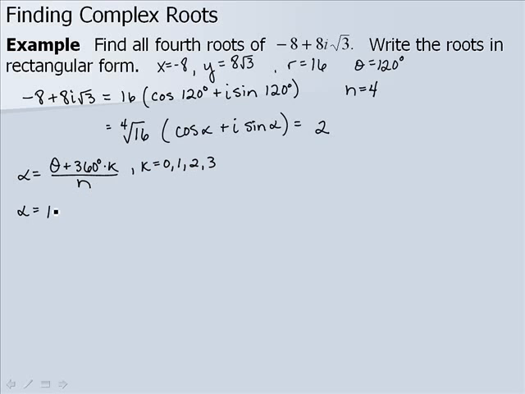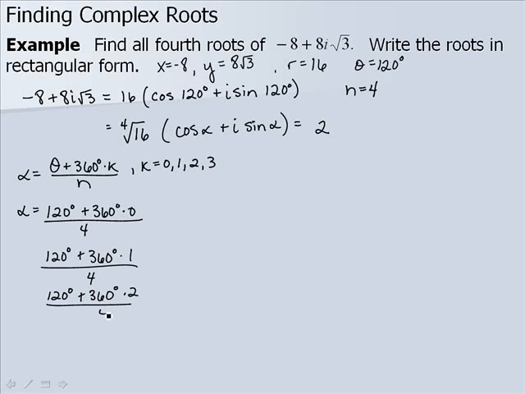So we have alpha is going to be 120 plus 360 times 0 over 4, 120 plus 360 times 1 over 4, 120 plus 360 times 2 over 4, and 120 plus 360 times 3 over 4. So when we work these out, we'll get a value of 30 degrees, 120 degrees, 210 degrees, and 300 degrees.